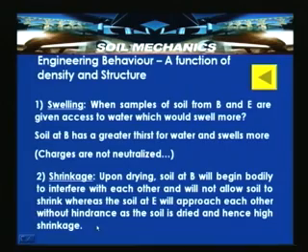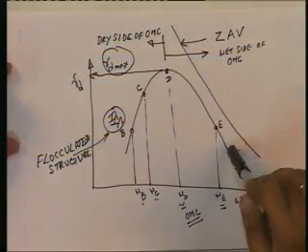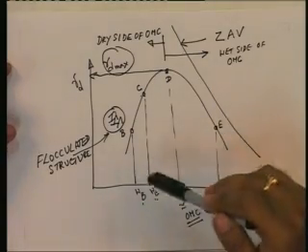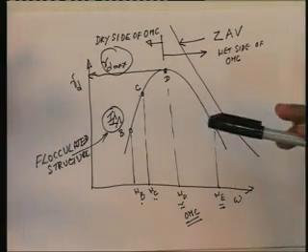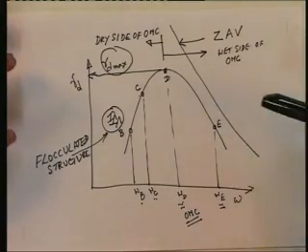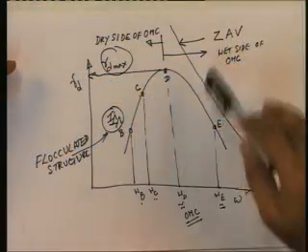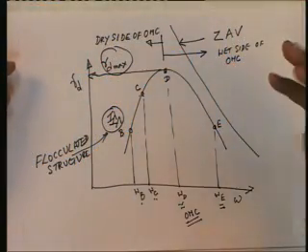So, having seen this, now let us look at the engineering behavior as a function of density and structure. We have seen how the soil structure changes from the dry side of optimum to the wet side of optimum. Now, what we should try to do is link this behavior to the engineering behavior like swelling, shrinkage of a soil, and permeability, that is the capacity to drain the water, and strength, basically how the stress-strain properties change for a given soil, and compressibility of a given soil.